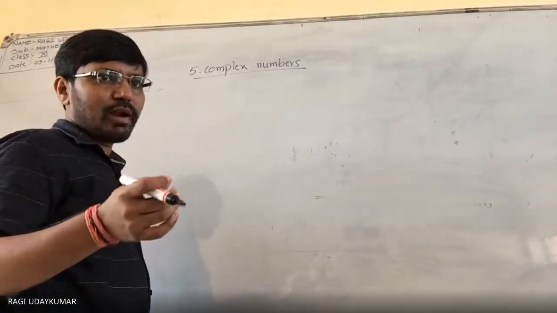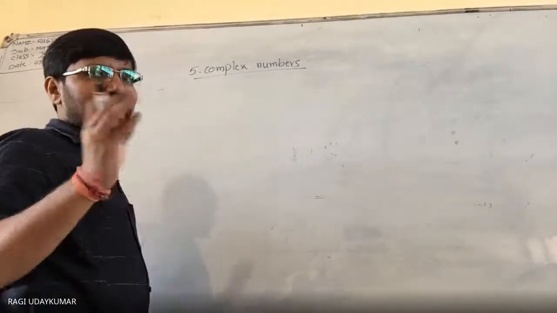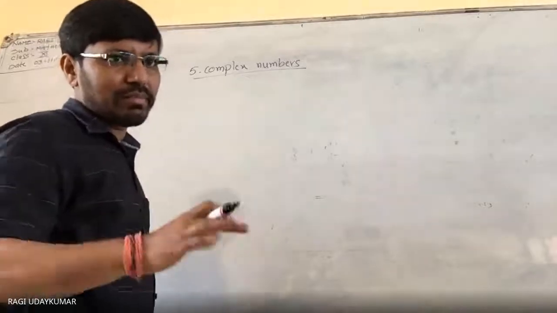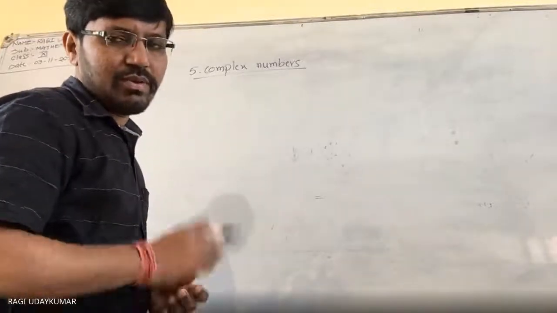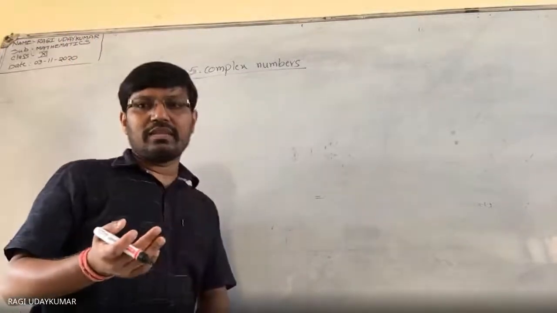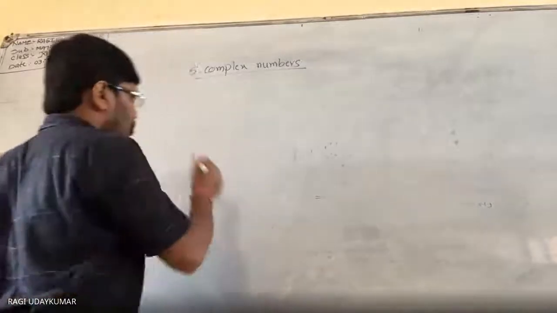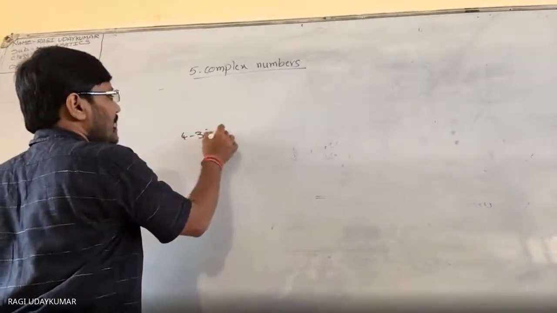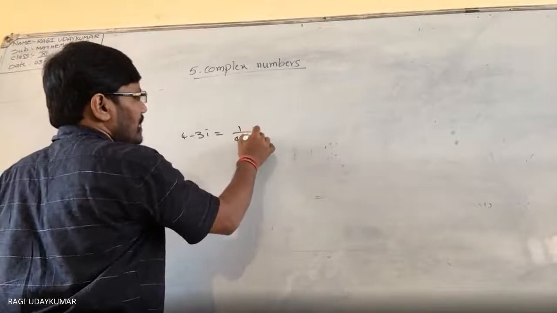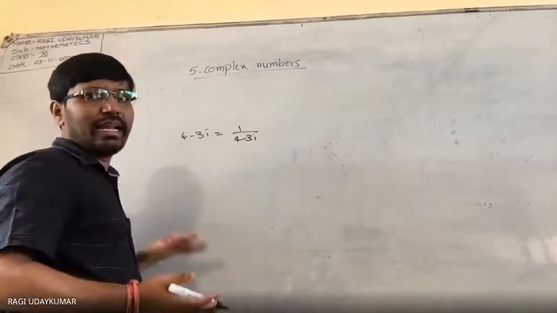In the 11th, 12th, 13th problems, what are they asking? Multiplicative inverse of each complex number. You have to find the multiplicative inverse. What is the multiplicative inverse of 4 minus 3i? While finding it, most of the students will write 4 minus 3i is equal to 1 by 4 minus 3i. What is this? This is wrong.